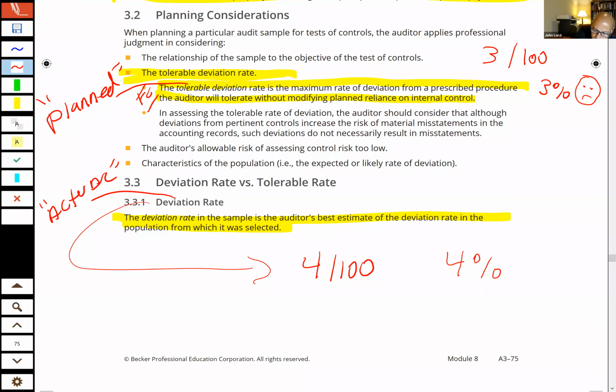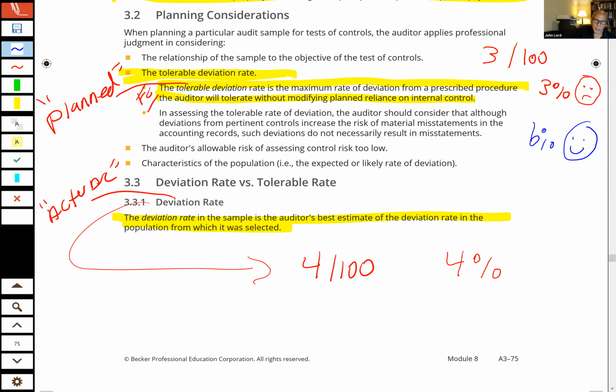Now let's say that the auditor's tolerable deviation rate had been 6%. Let's just change that up a little bit. And I pull the sample and I find 4 that aren't signed. Now what's the face of the auditor? Happy. Now the auditor is happy because he said, hey, I was willing to accept 6 and I only found 4. Okay, this control has operating effectiveness.